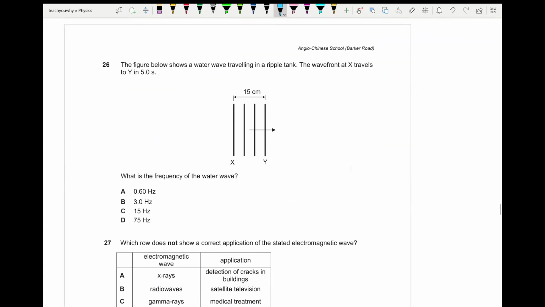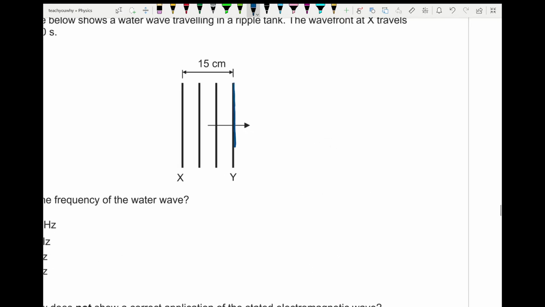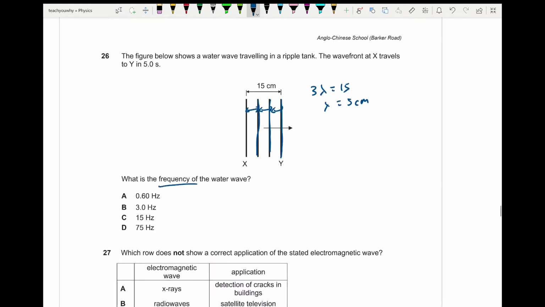Okay, question 26. The figure below shows a water wave traveling in a ripple tank. The wave front at X travels to Y in 5 seconds. What is the frequency of the wave? First of all, these are all wave fronts, which means these are the maximum. Therefore, here to here is 1 wavelength, 2 wavelength, 3 wavelength. Therefore, 3 lambda is equal to 15. Lambda is equal to 5 cm. But they want to find frequency, and what can we do? You have your distance, you have your time.